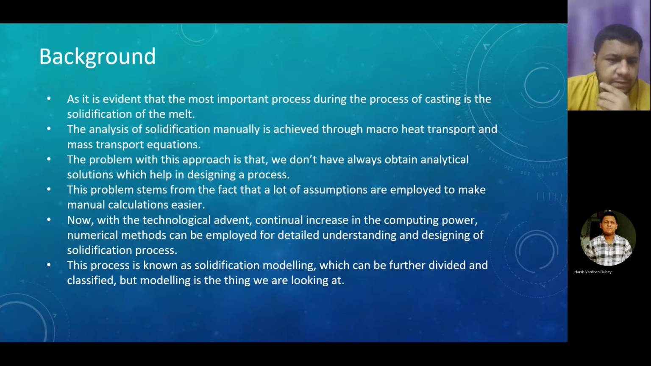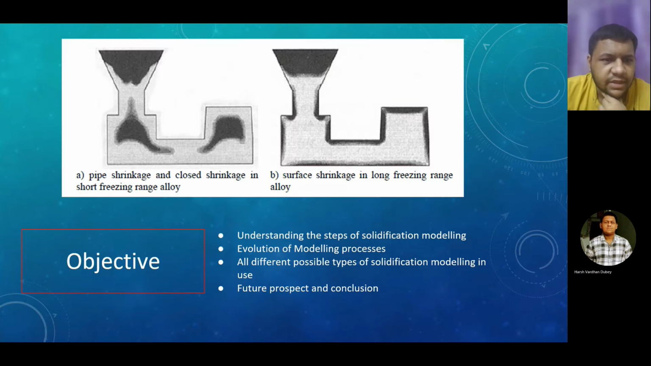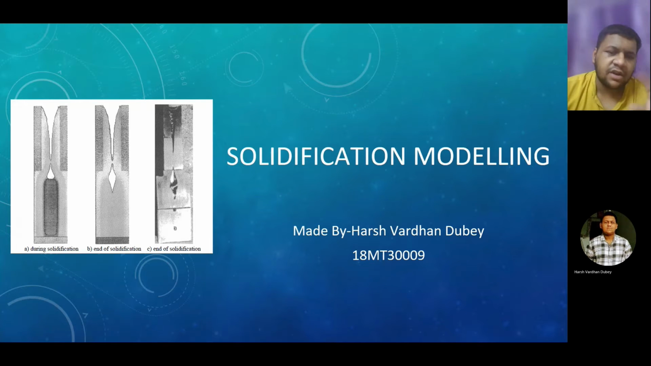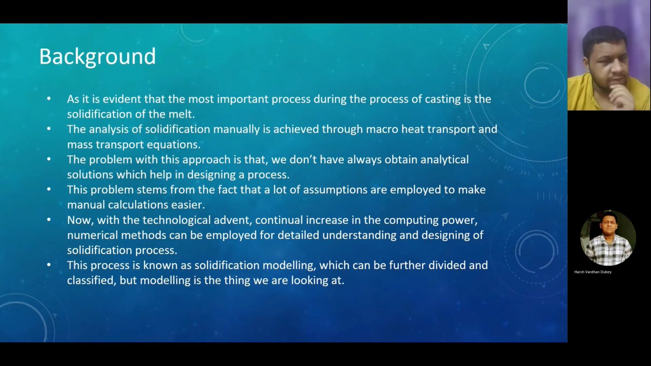Now, moving further, here we have pipe shrinkage modeling in short freezing range alloy, and surface shrinkage modeling in long freezing range alloy. So that is just one picture to depict shrinkage modeling. Actually, the picture in this also is a shrinkage modeling picture with a different technique. This is the volume control method, and this is the thermal control method.